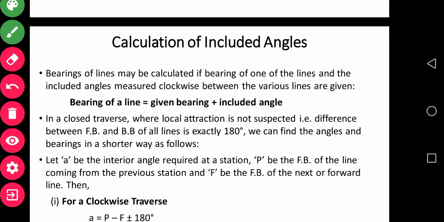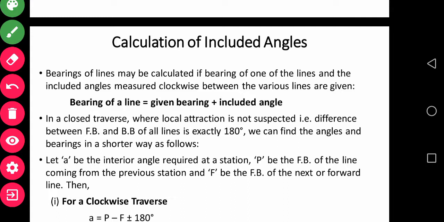survey or in traversing. So bearing of lines may be calculated if the bearing of one of the lines and the included angle measured clockwise between the various lines are given. So if the forward bearing and back bearings are given, then we can calculate the included angles. Or in other words, if the included angles are given and one bearing is given, then we can find the other bearings, like forward bearing or back bearing. There are two types of bearings. We have already discussed these things. So if one bearing, like say the forward bearing, and the included angles are given, then the back bearing can be found out, or the back bearing of the other lines can be found out.